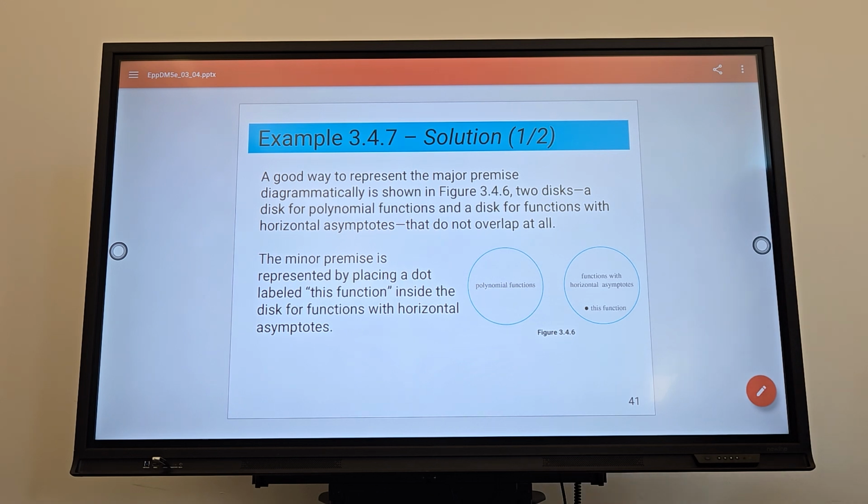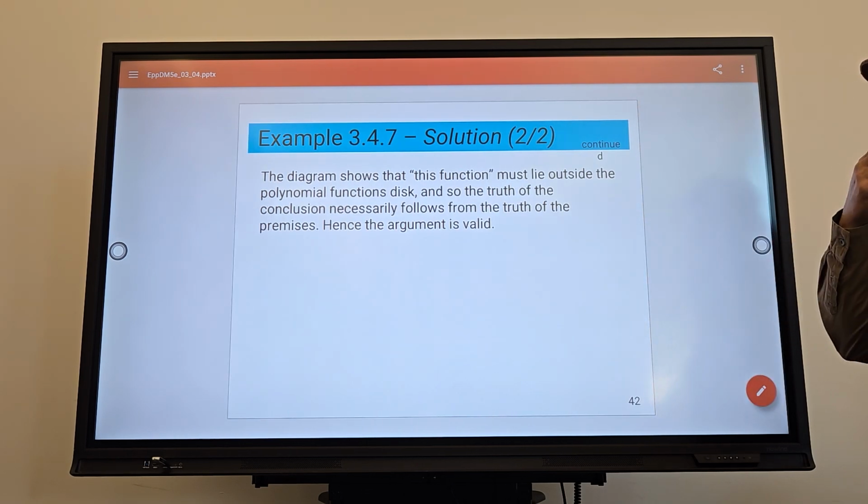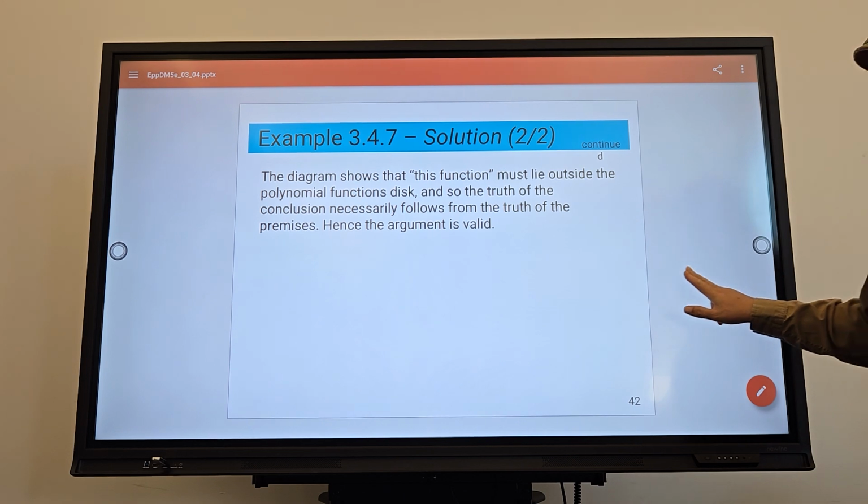The minor premise is placing the dot labeled "this function" inside the disk for functions with horizontal asymptotes, and a circle for the polynomial functions. This shows that this function must lie outside the polynomial functions disk, and so the truth of the conclusion follows from the truth of the premises. Hence, the argument is valid.